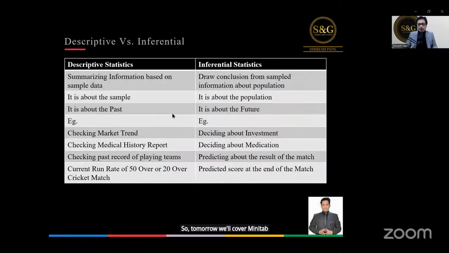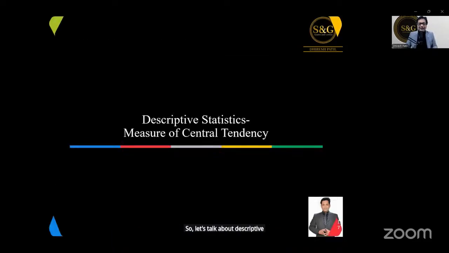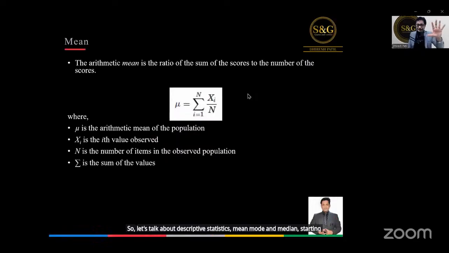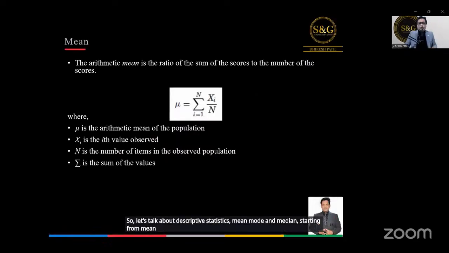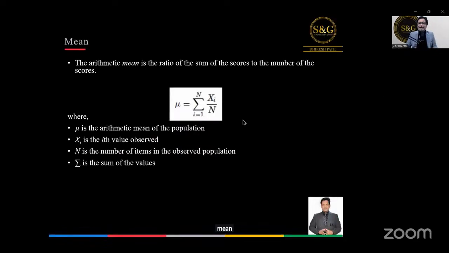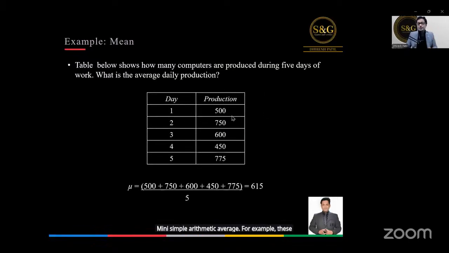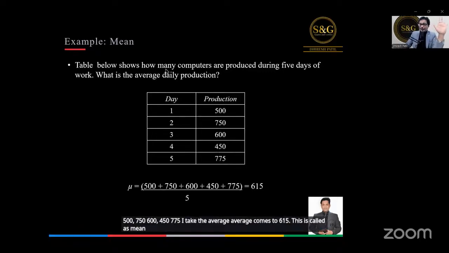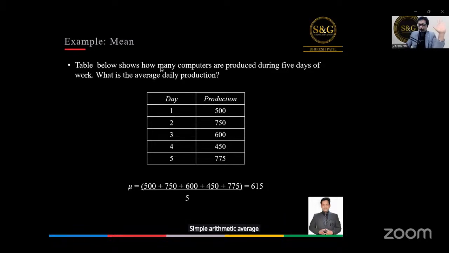Chalo, let's talk about descriptive statistics, mean, mode and median, starting from mean. Mean is the simple arithmetic average. For example, these are the production numbers: 500, 750, 600, 450, 775. I take the average, it comes to 615. This is called the mean. Simple arithmetic average. Okay, clear? Very simple. The next one is called the mode.